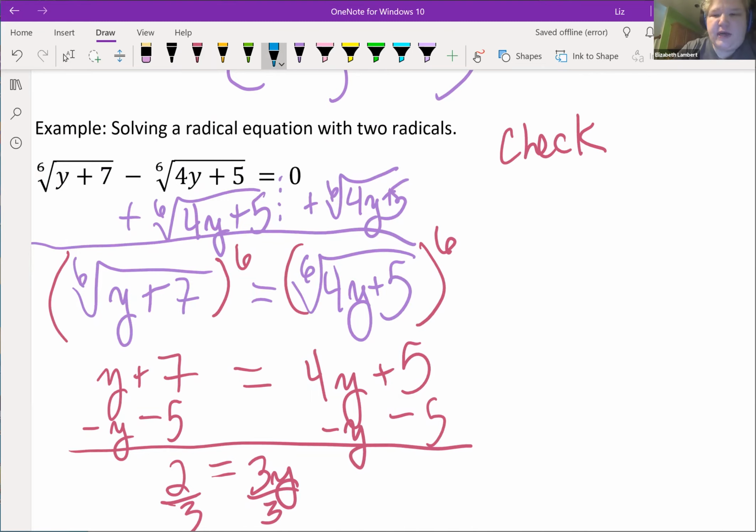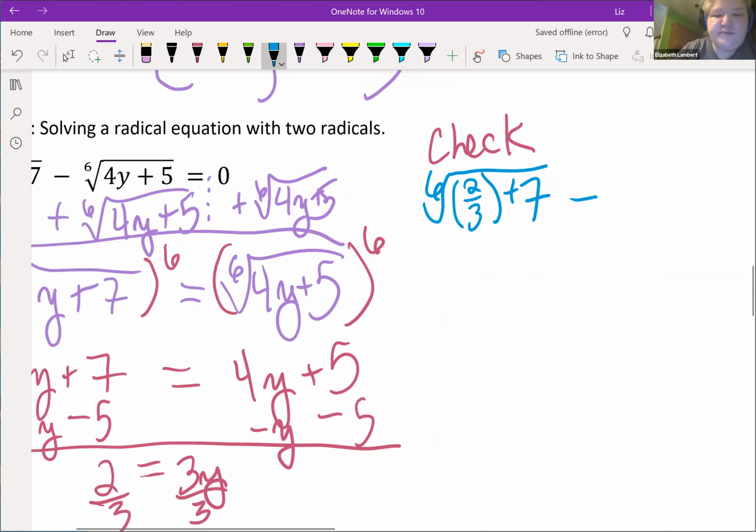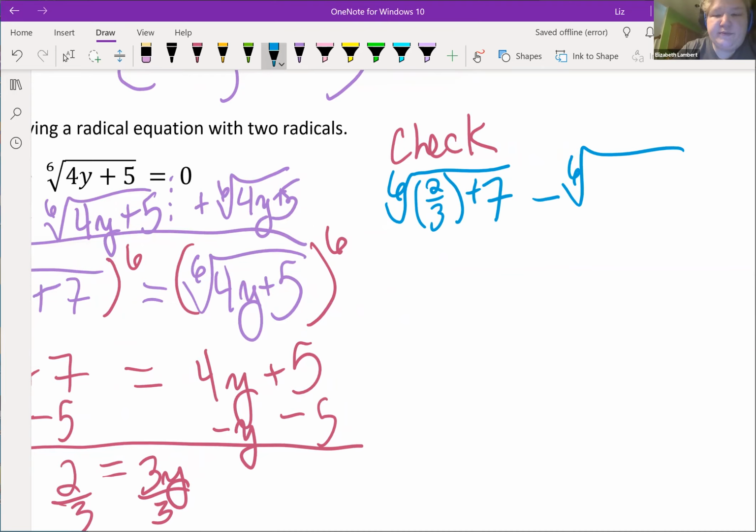So we have here, and I'm going to write it with a whole bunch of parentheses. Actually, I'm just going to write it first, and then I'll write what you would type. So the 6th root of 2/3 plus 7 minus the 6th root of 4 times 2/3 plus 5. Now remember, 4 times 2/3 is not the same thing as 4 and 2/3. And then this is supposed to equal 0.